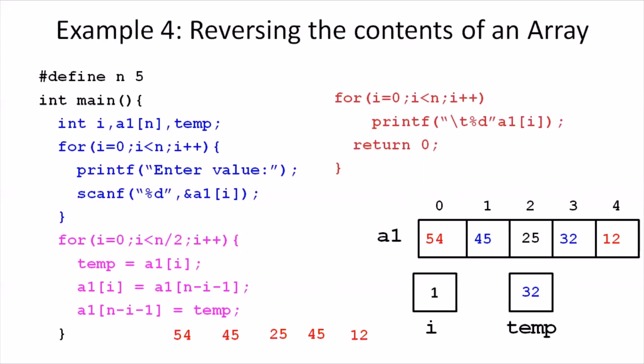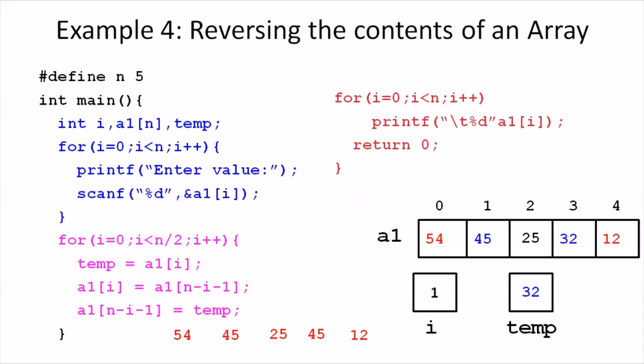Now, if the value of n was 6 instead of 5, will this code work? Pause the video and put the answer in the comment box and then continue. Well, according to me, it will work. In case n is equal to 6, n by 2 will be equal to 3. So the loop will get executed from the values of i equal to 0 to i equal to 2, both inclusive.